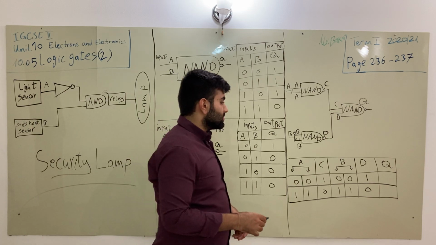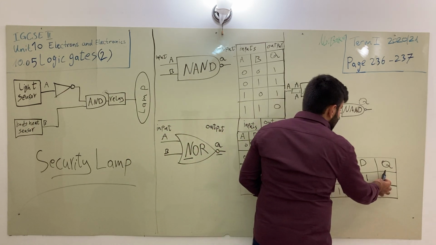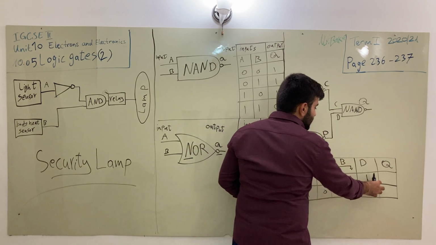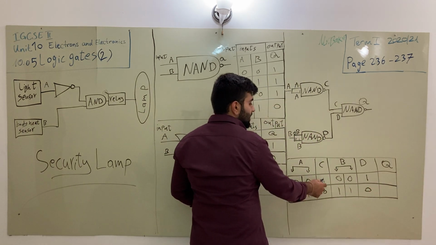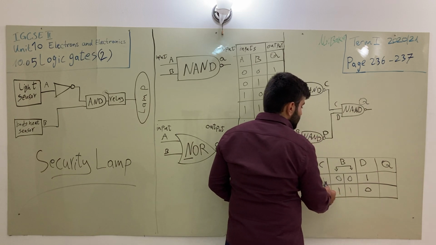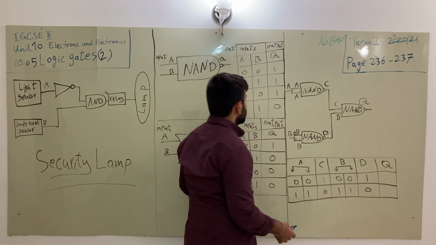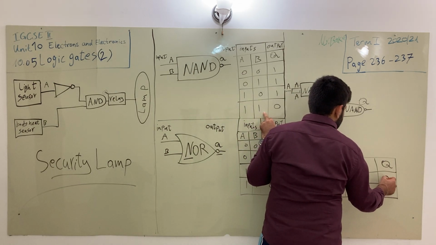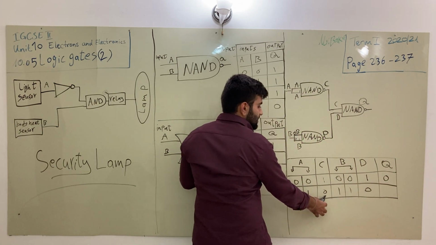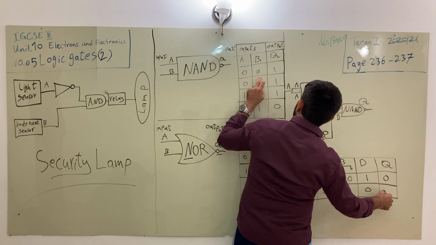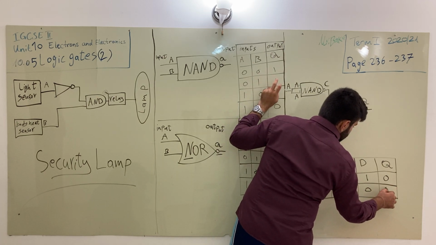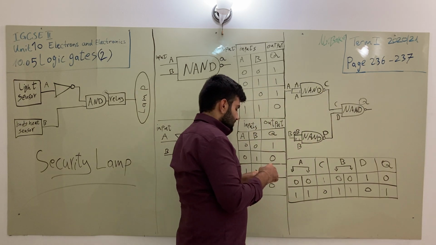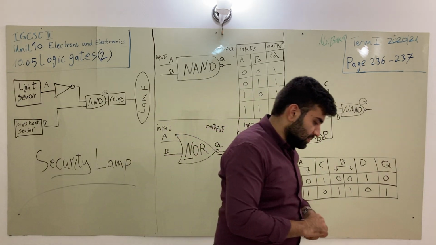Now Q is what? It's C and D. So we find C and we find D. Now C and D are what? 1, 1 or 0, 0. 1, 1 is what? 0. Right? And 0, 0, here you can see it's 1. So this is the truth table for this one.